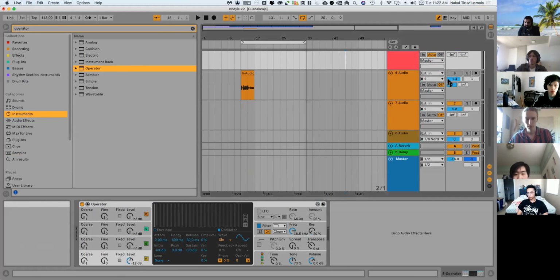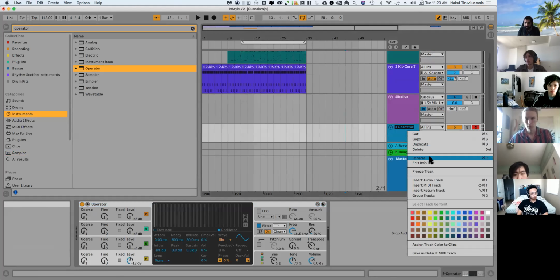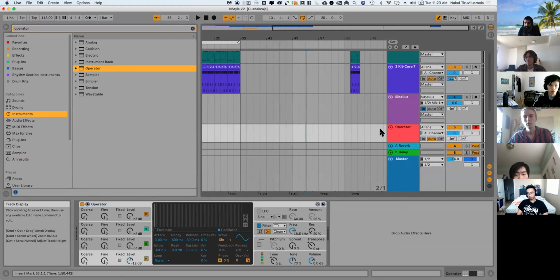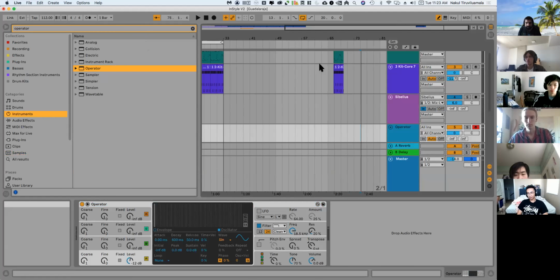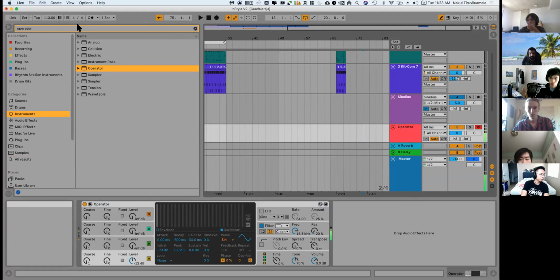let me actually figure out which track I'm working with. Rename this operator. Okay. And I'm just playing this particular sound right now. Right? And what I get is a sine wave. It sounds like a sine wave.